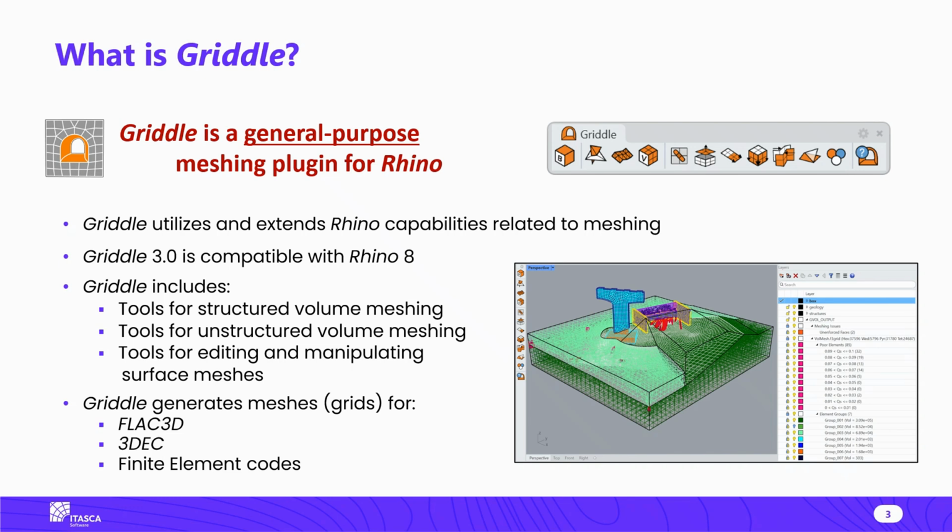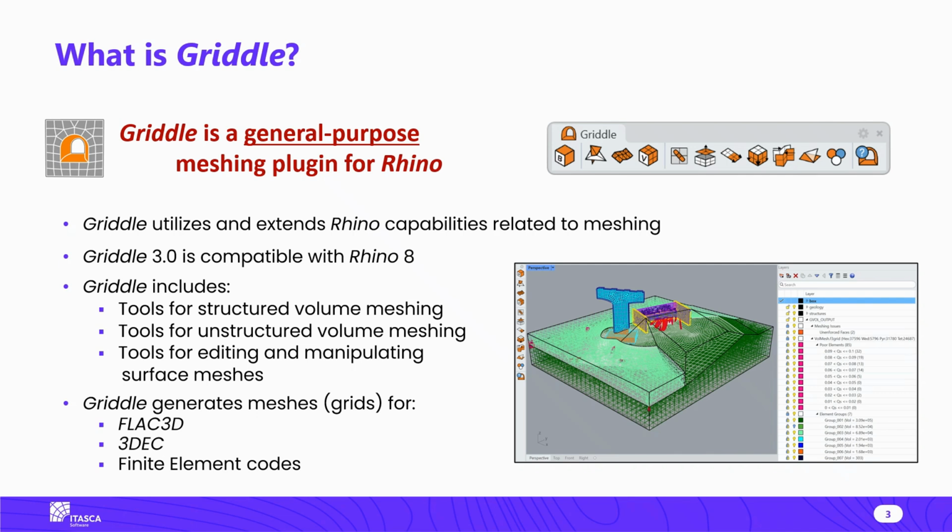Griddle is a general purpose meshing plugin for Rhino. Even though Rhino itself has pretty extensive capabilities to work with meshes, those capabilities are designed mostly for, let's say, design, architecture, and manufacturing. However, if we want to create volume meshes for numerical modeling, Rhino comes a little bit short in this area. So Griddle fills this gap.